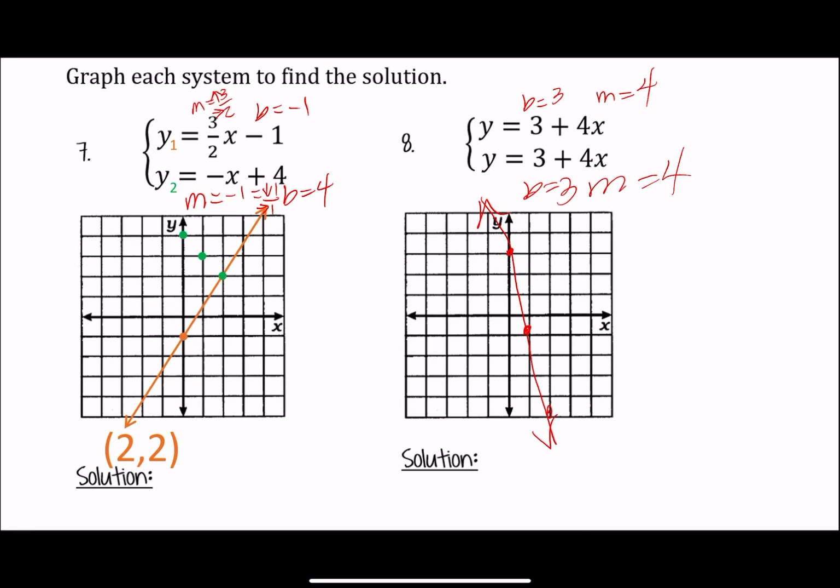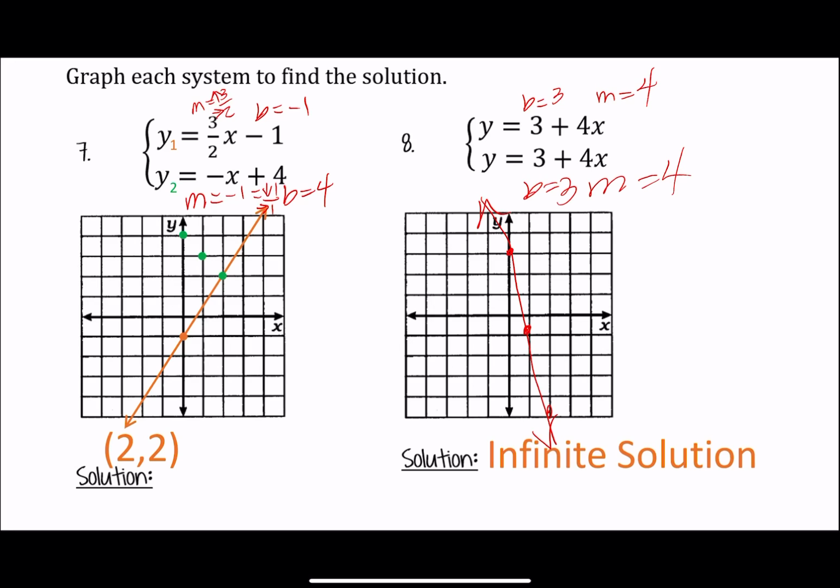Now, notice if I graph that second line, isn't it going to be the exact same line? Because it's going to be the exact same line, it's actually going to be infinite solutions. Because it's going to touch the other line an infinite number of times.